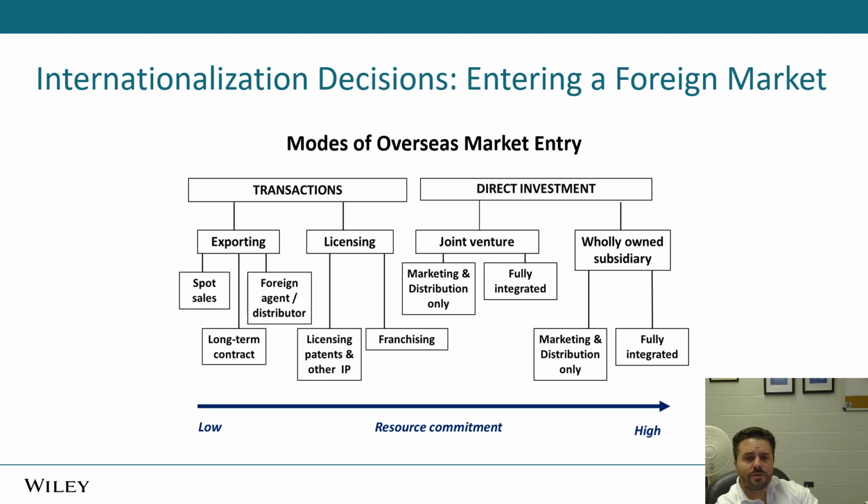Last, wholly owned subsidiary. Now we have a company in the host market, a legal entity that's wholly owned by the company in the home country. And again, there's a choice to be made of how much of the value chain activities we are going to perform there. Are we Hyundai and maybe we're just going to have a manufacturing operation in Georgia? Or are we going to have more than that? Are we going to have our whole marketing team located in the US? Are we going to have a finance team, all our support activities, etc.? Are we going to make it fully integrated?